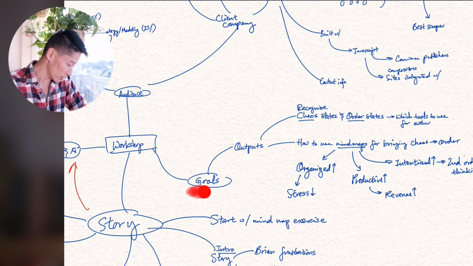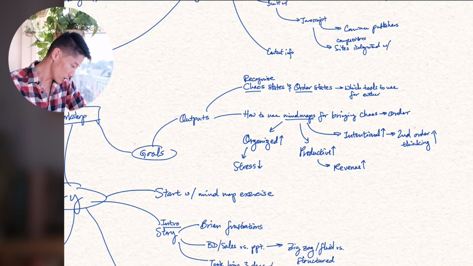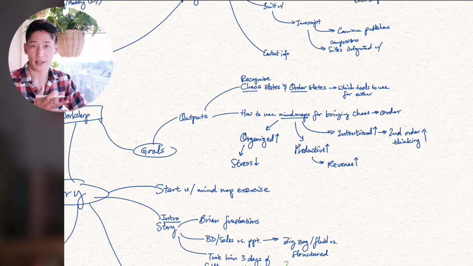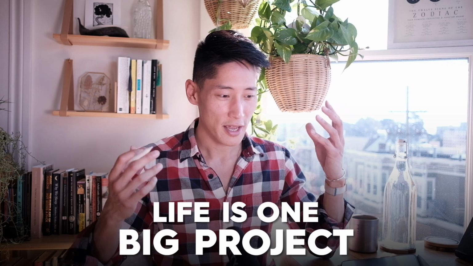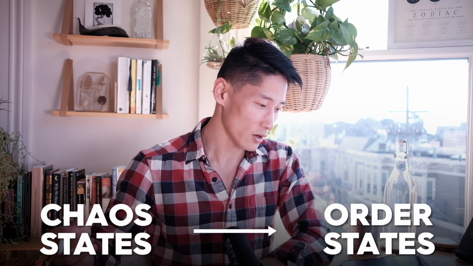And then there are the goals. What do I want my audience to take away from this presentation? Well, I've got chaos and order states, right? So I made a previous video on this, but every project that we do, and life is one big project, goes through periods of chaos states, creative states, as well as ordered states, which are more productive, right? So essentially, I want people to be able to recognize these chaos and order states and apply the right tools to the problem at hand.